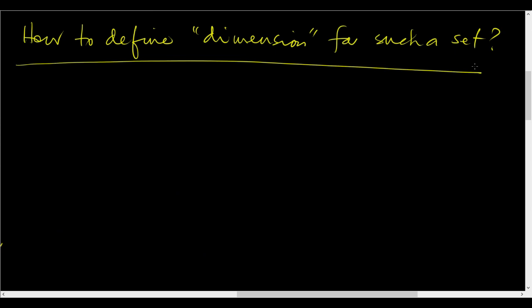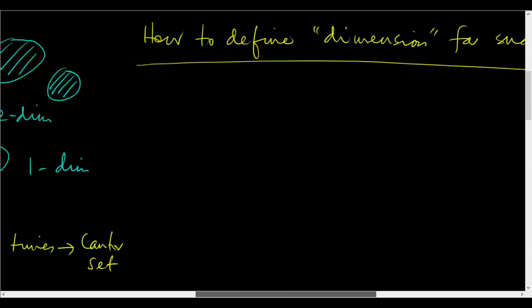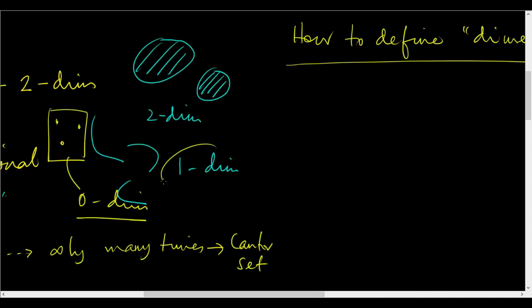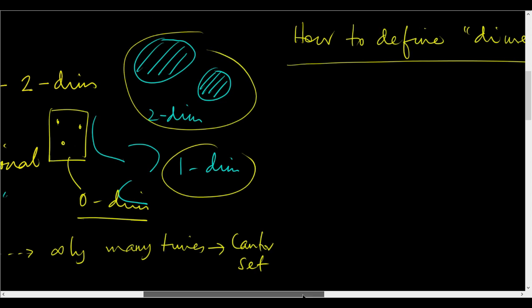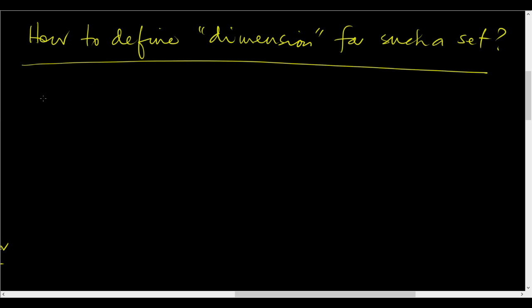Okay, so we must find a method of computing a number which we will call dimension, which when we use it for regular sets like these will give integer numbers, and for those more complicated sets it may give fractional numbers. Okay, so one of the simplest ones to understand is called the box counting dimension.